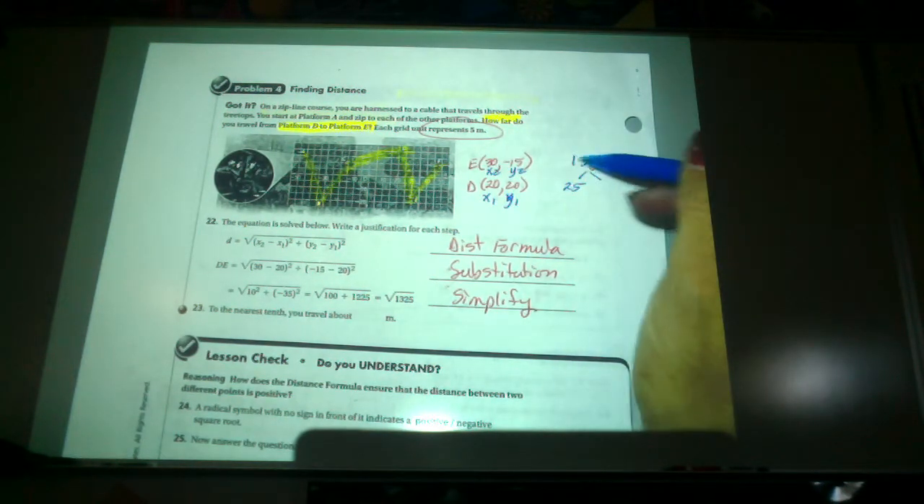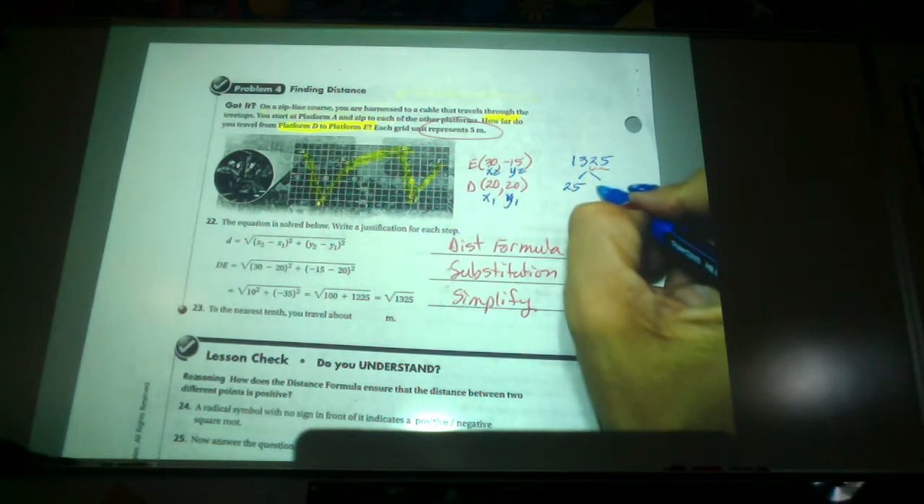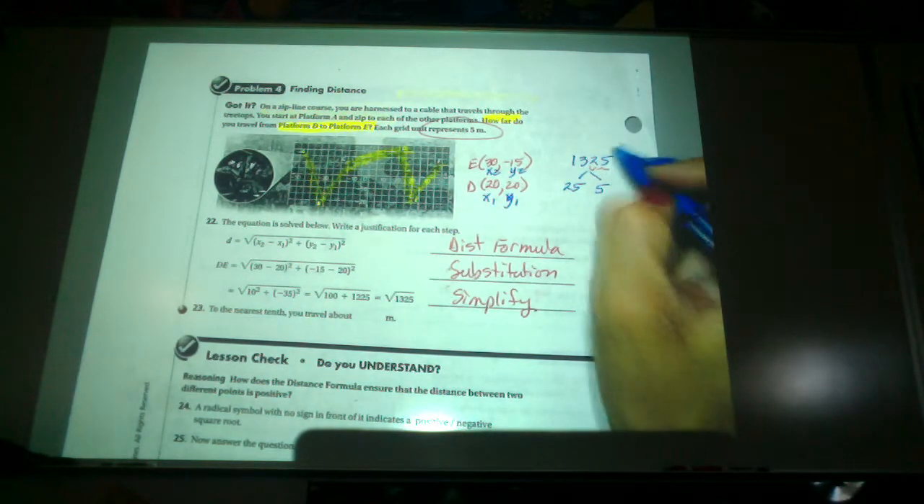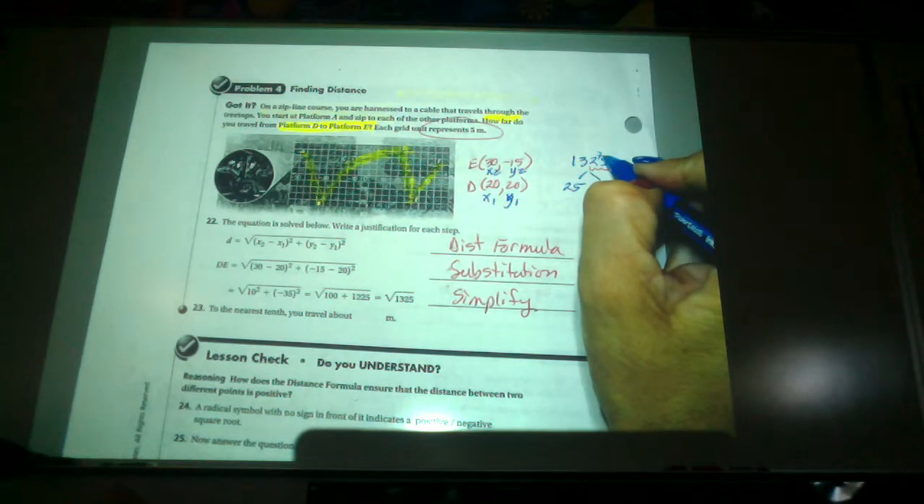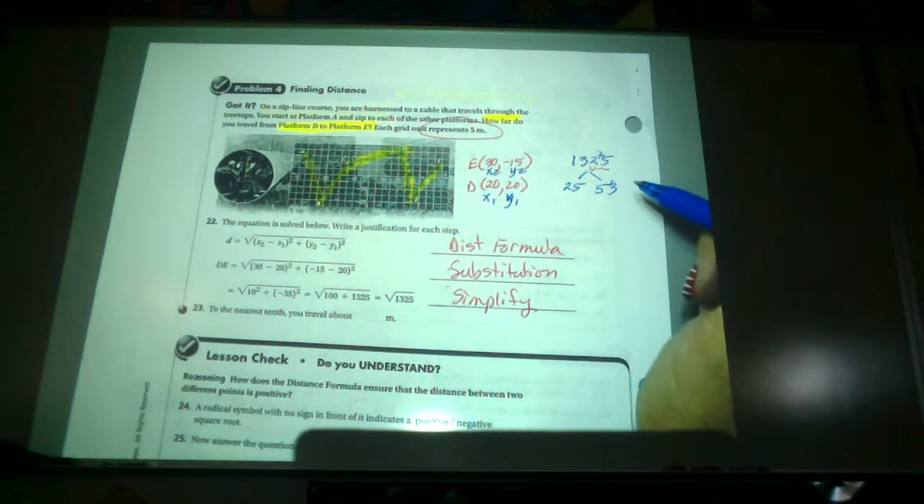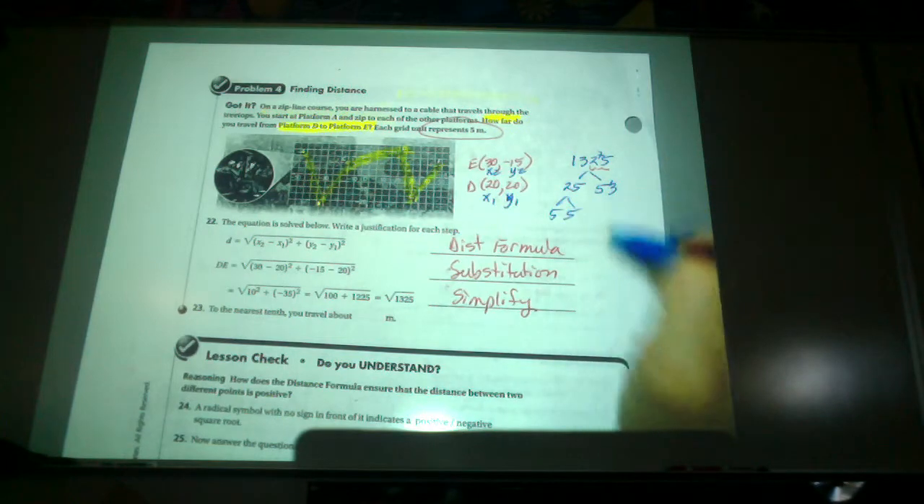So 25 doesn't go into 13, but it goes into 132. How many quarters are in $1.32? 5 quarters, right? So that's $1.25. What's left over? 7. So 25 goes into 75 3 times. What kind of number is 53? Prime. So that means that we have a 5, a 5, and a 53.